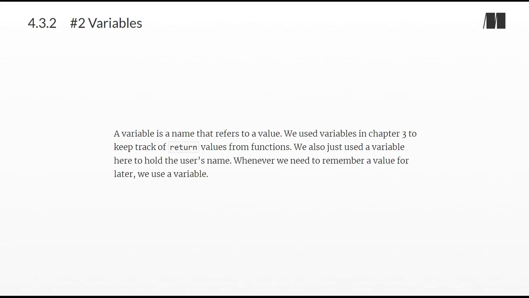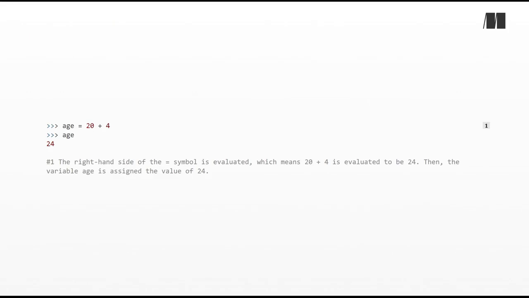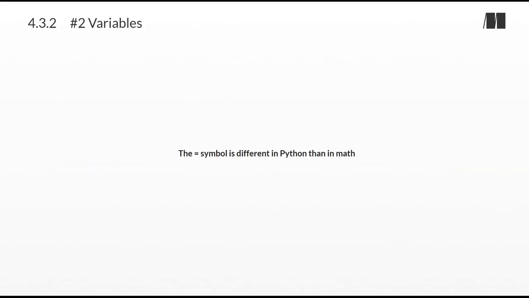A variable is a name that refers to a value. We used variables in Chapter 3 to keep track of return values from functions. We also just used a variable here to hold the user's name. Whenever we need to remember a value for later, we use a variable. To assign a value to a variable, we use the equals sign symbol, which is called the assignment symbol. It figures out the value of whatever is on the right and then assigns that to the variable. See this code?